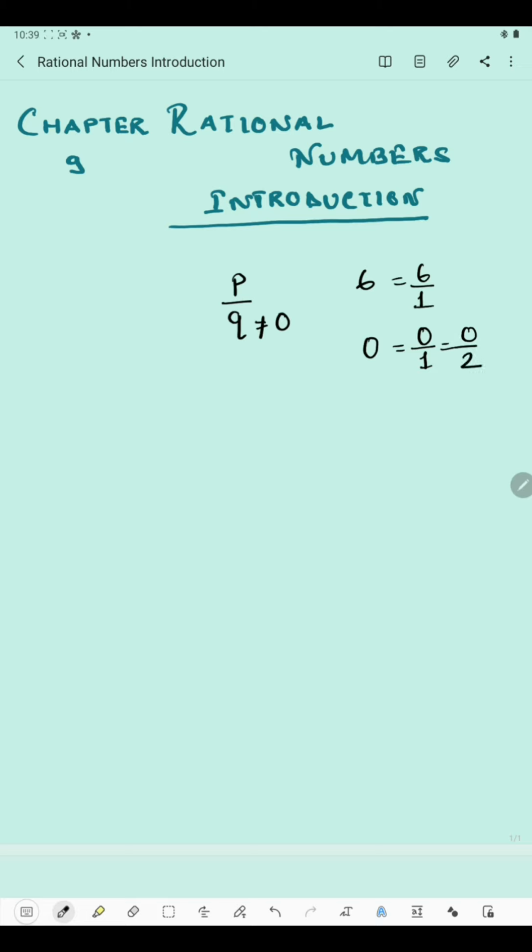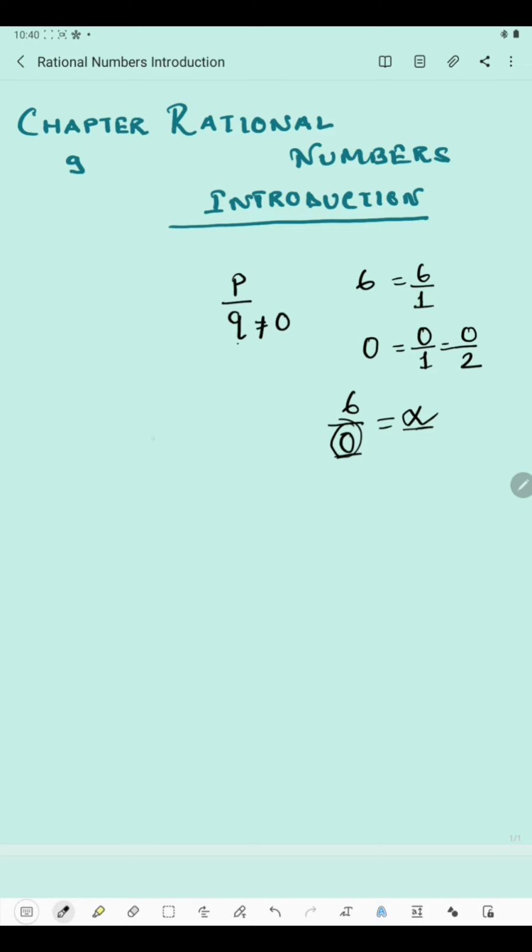Okay. So that means a number which can be expressed in the form of p by q is said to be a rational number. But the denominator can never be 0. Because if I write 6 by 0, then this means infinity or undefined. So the denominator must always be not equal to 0. If it becomes 0, then we won't get the value.